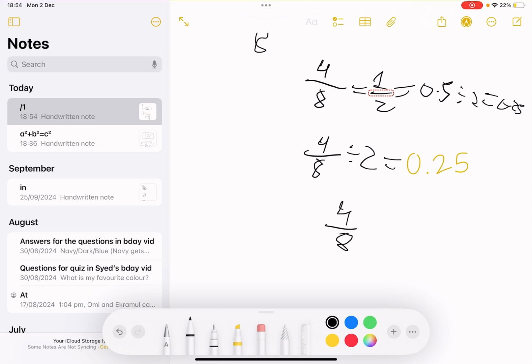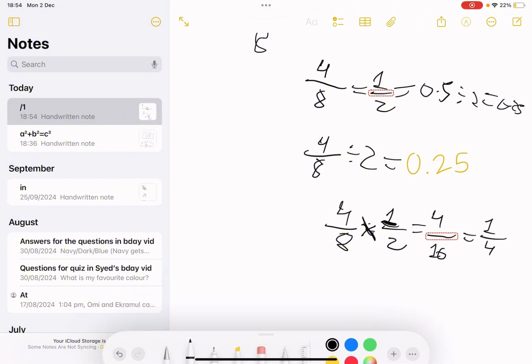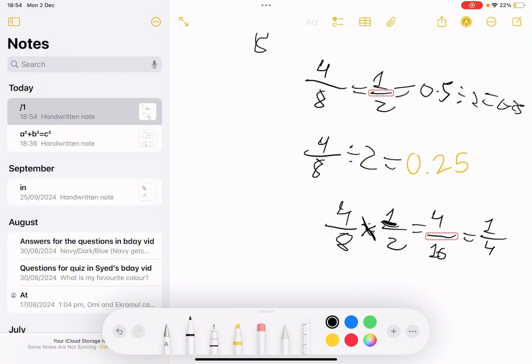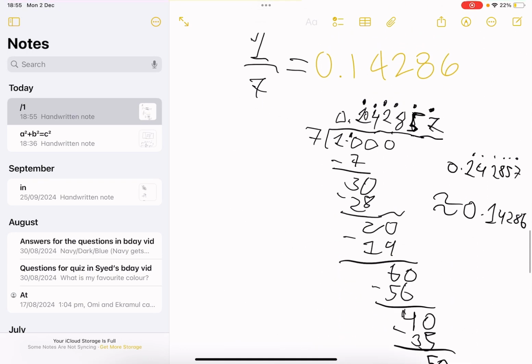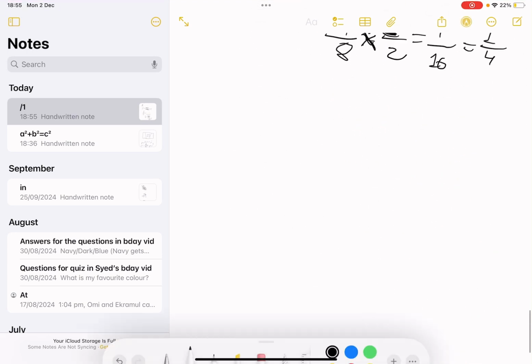Specifically, let me quickly explain to you why. This would be using KCF. It would be times 1/2, so 4 times 1 equals 4, 8 times 2 equals 16, and this is equal to 1/4. And I think we know 1/4 is 0.25. So that's why. And then if you want, you divide it again and you get 0.125. But if you can't do that, then you can obviously do what we've been doing this whole time, long or short division. Okay, next up is 1/9.